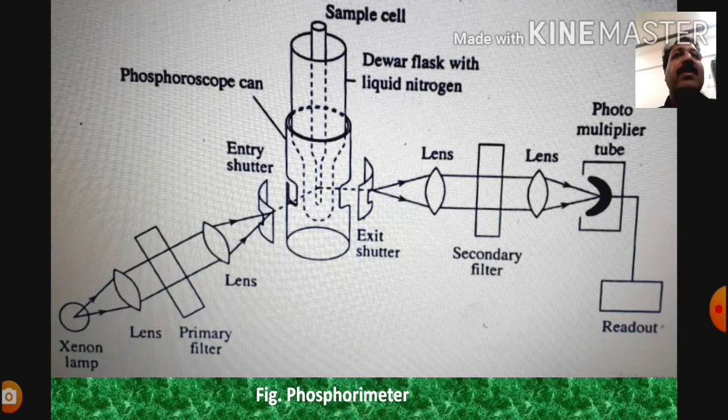The resolution time is the time interval between the time of irradiation of the sample and the time of detection of light by the photomultiplier tube. We can use grating monochromators instead of filters to ensure dispersion of light into individual wavelengths.